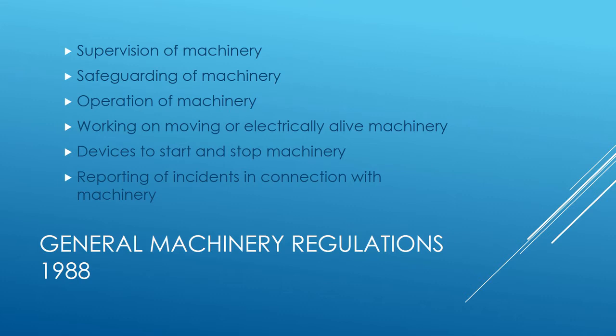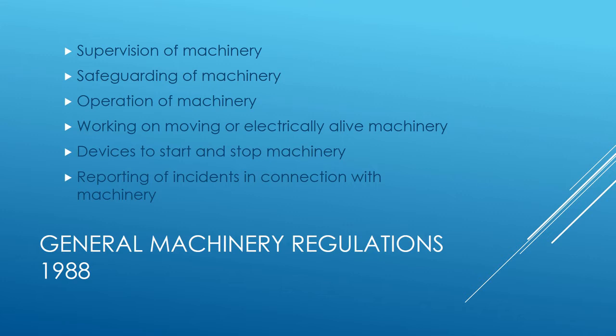The General Machinery Regulation looks at the supervision of machinery. In other words, who's allowed to use the machinery and where are they allowed to use machinery. Secondly, it looks at safeguarding of machinery. In other words, what must the user do in order to ensure that the machine is safe for use? What protective covers should there be? For example, fixed guards, interlocked guards, adjustable guards, or self-adjusting guards.